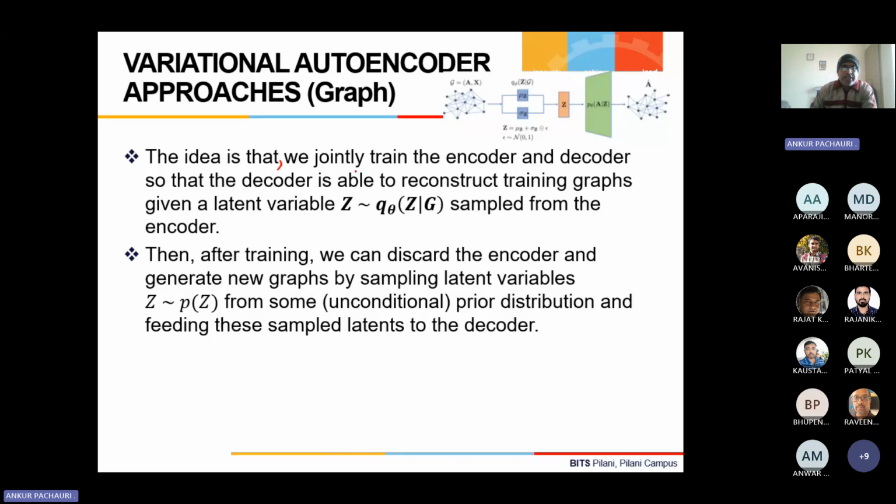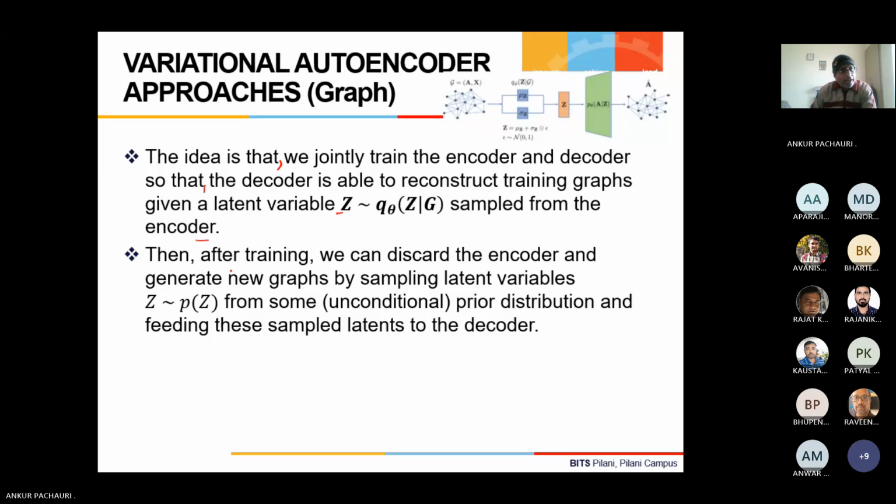So we jointly train the encoder and decoder so that the decoder is able to reconstruct the training graph when we give it the latent variables, which are sampled from the encoder.